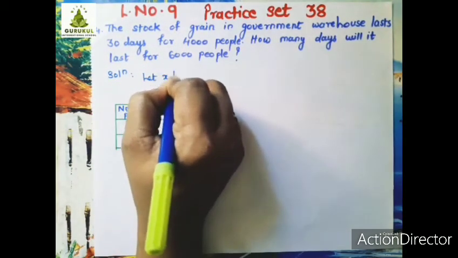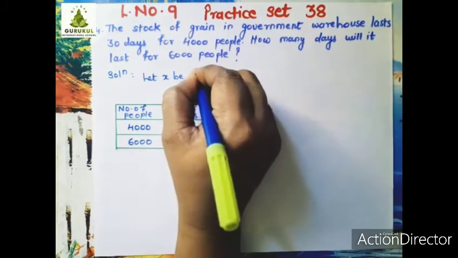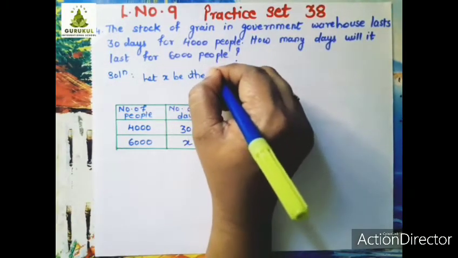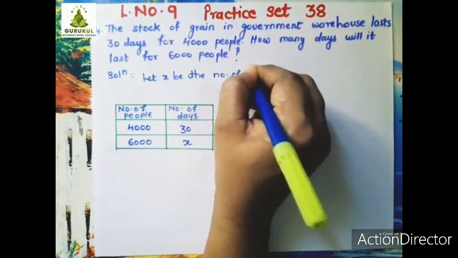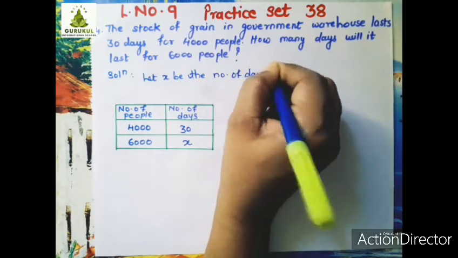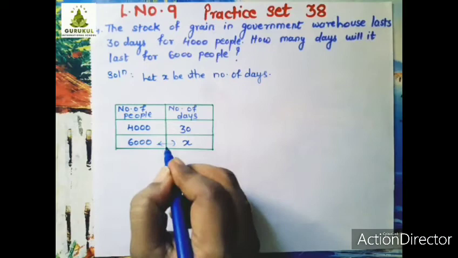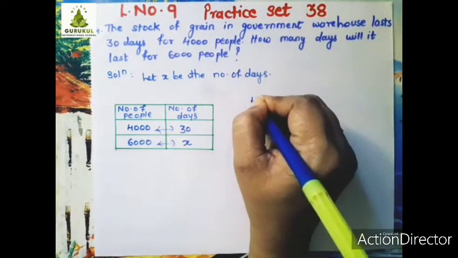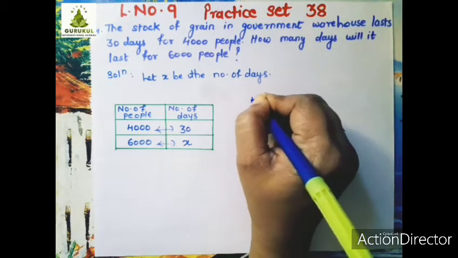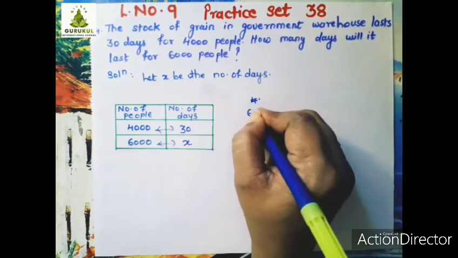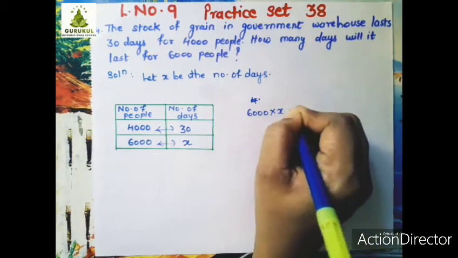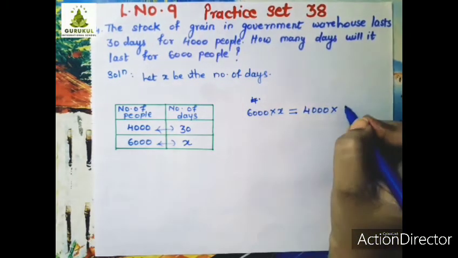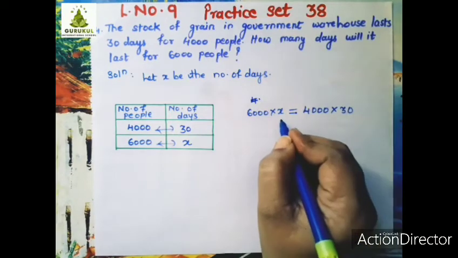Let x be the number of days. Frame the equation, that is, cross multiplication. Simple it is. So write it. First we will write the x side, that is 6,000 into x is equal to 4,000 into 30. Find out the value of x.